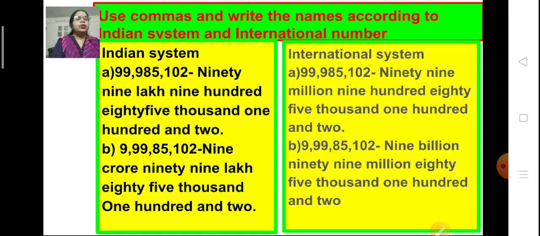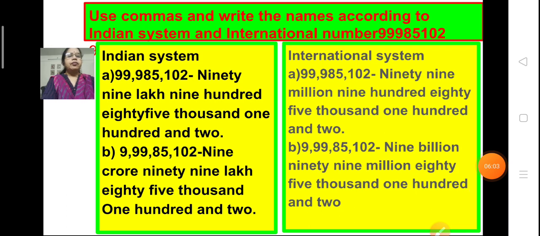We have to use commas and write the names according to the Indian system and international system of numeration. And what is the number given? It is 999,85102. So let's write this first in the Indian system. There are 2 options given. Alright, let's look at the first option.